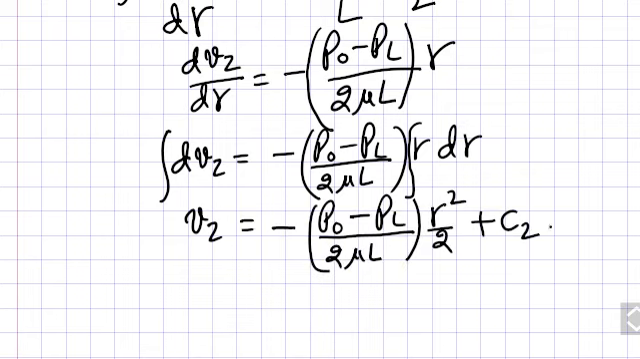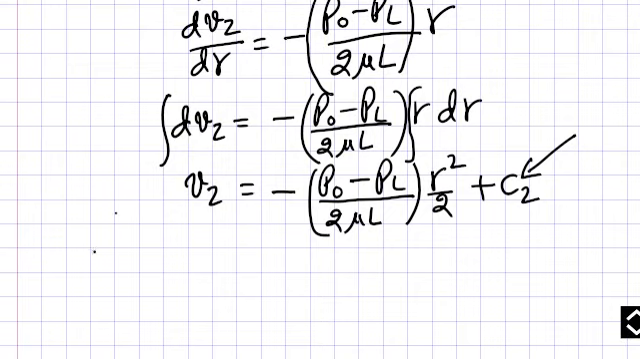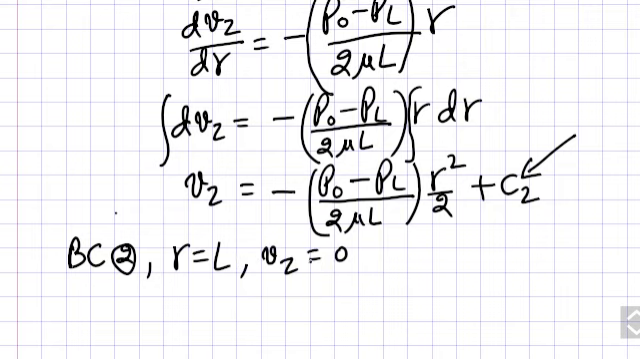Here comes the second parameter, C2, the integration constant. We can use the second boundary condition here. As always in this kind of derivation, boundary condition 2, you will take at r is equal to L, that is at the tube surface. There Vz is equal to 0. So you put all these things here. When you put Vz is equal to 0 and r is equal to L, what will you get for C2?